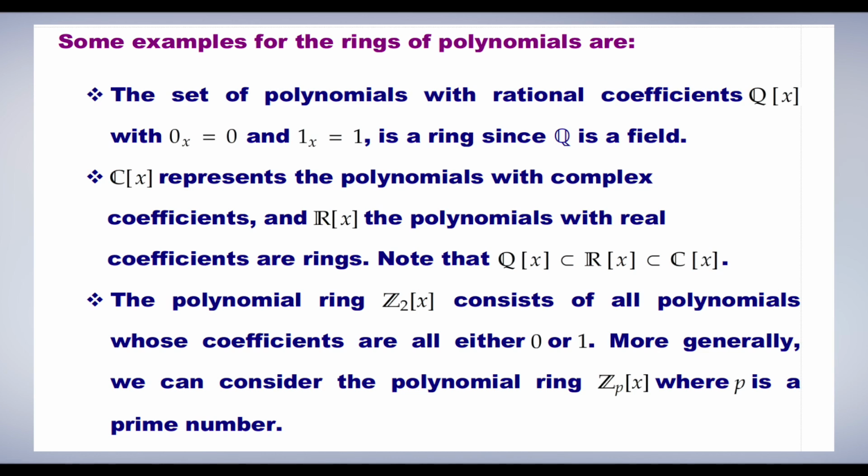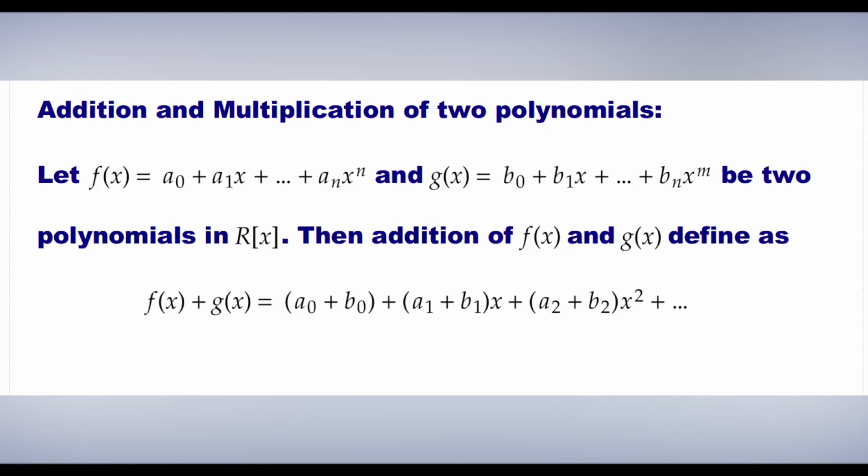The polynomial ring Z2[x] consists of all polynomials whose coefficients are all either 0 or 1. More generally, we can consider the polynomial ring Zp[x], where p is a prime number. Let us see some preliminary operations on polynomials, addition and multiplication of two polynomials.